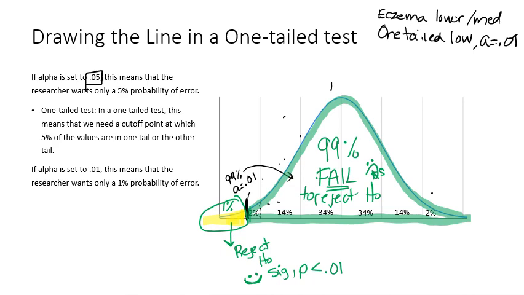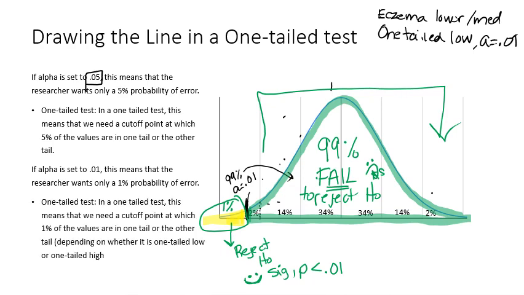And without drawing the whole thing over again, if we just flipped this over, we would have the same thing except on the opposite end if it was a one-tailed high test. So that's how we do this in a one-tailed low test.